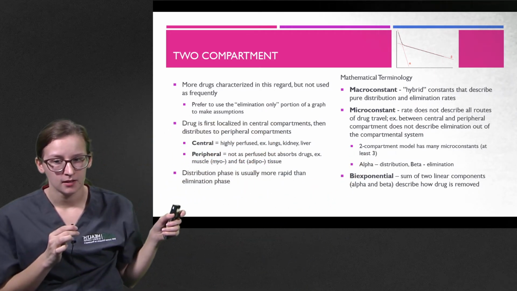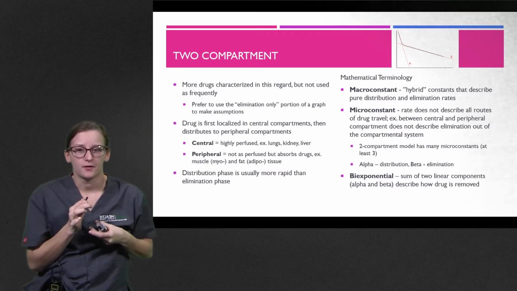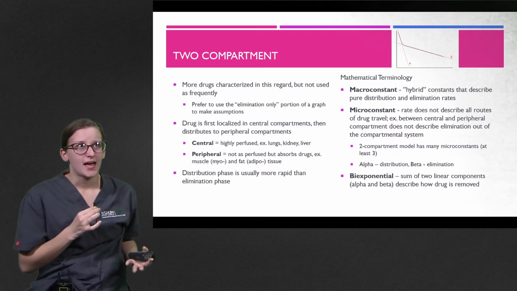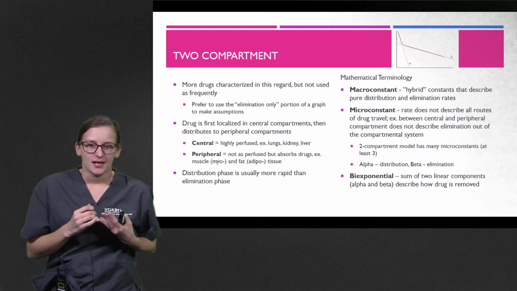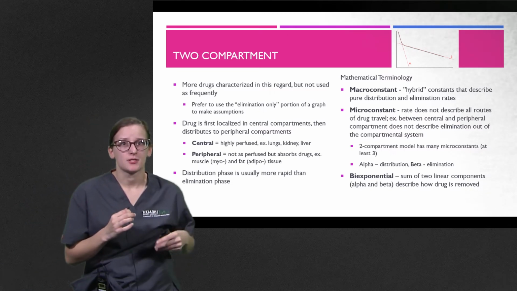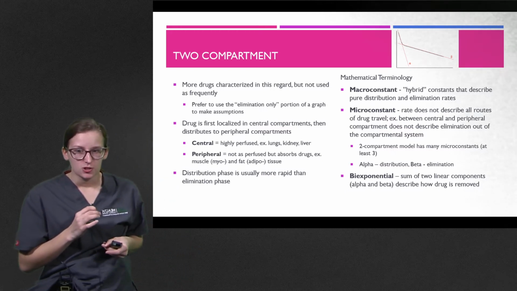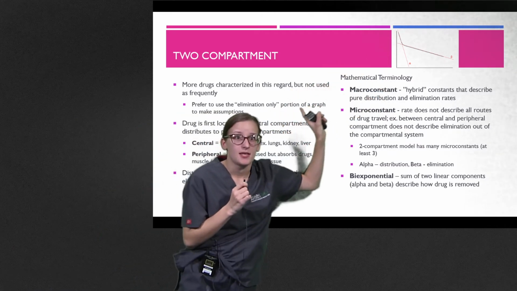So the central compartment, these are the areas that are highly perfused. So I'm talking about lungs, kidney, liver. Whereas peripheral, I like to think of it as fat and muscle tissue for the most part. If it's muscle, it'll have myo. If it's fat, it'll have adipose. So myocardium is muscle of the heart, for instance. And then typically distribution is more rapid than elimination. So as you can see, you have a rapid decline in that distribution, and then elimination is a little more flat.